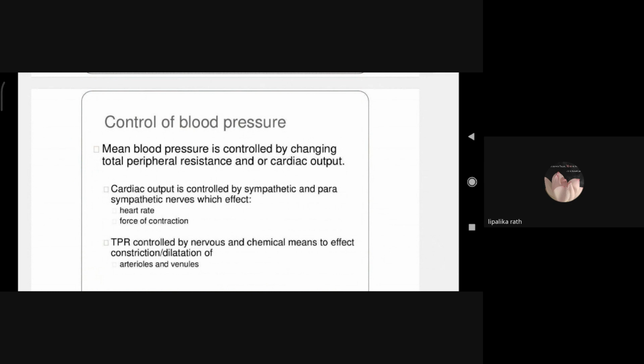Cardiac output is controlled by sympathetic and parasympathetic nerves, which affect heart rate and force of contraction. So the sympathetic and parasympathetic nervous systems also affect blood pressure. Obviously, when the sympathetic nervous system is active, the heart rate will increase, so blood pressure will also increase, right?